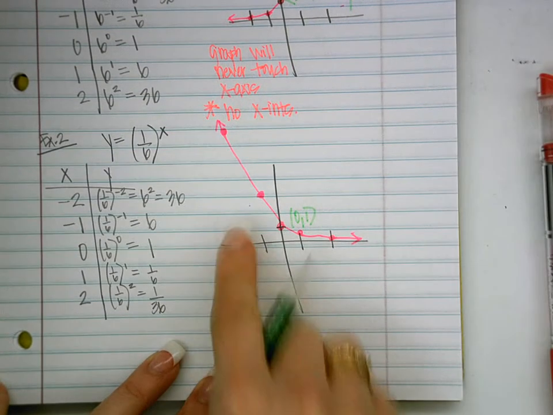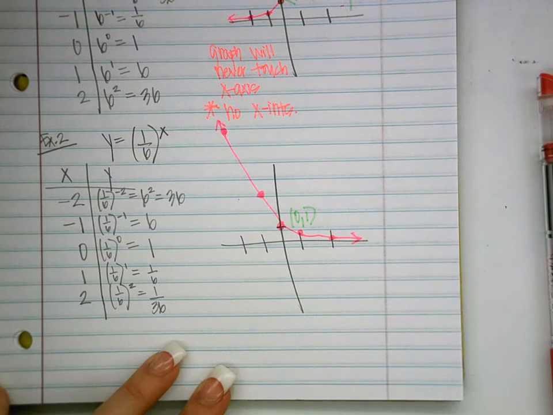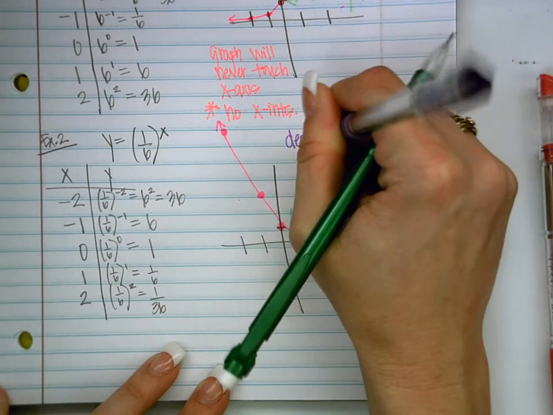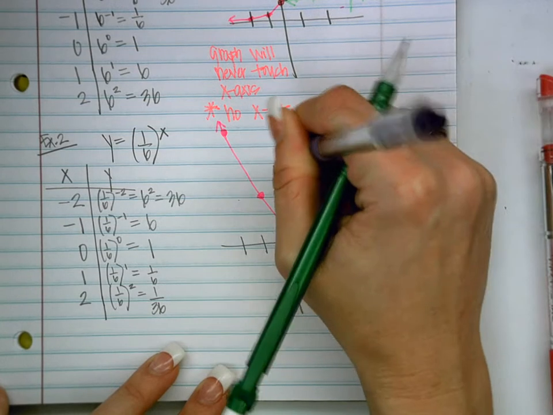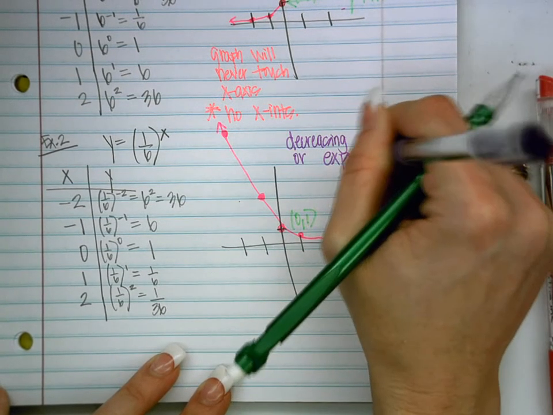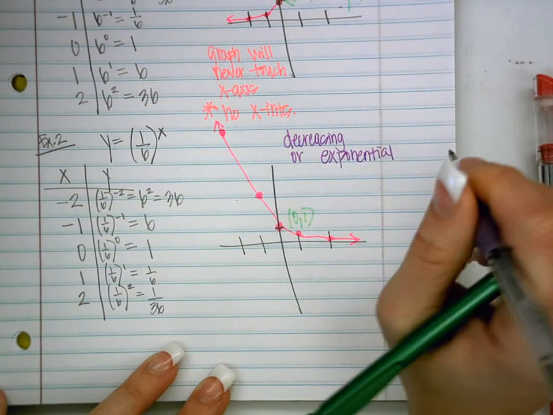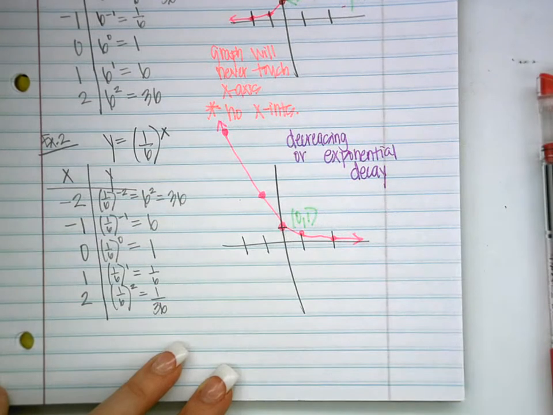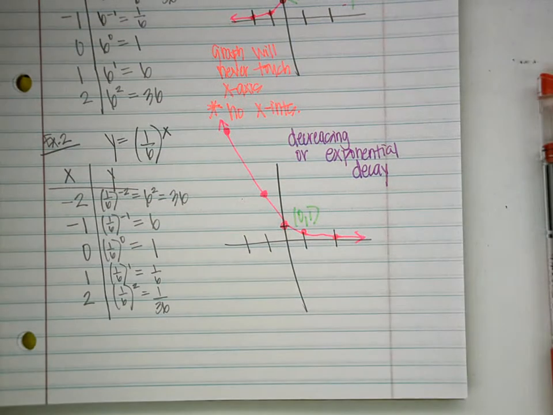Now, what would you say this graph is doing? Is it increasing or decreasing? This is decreasing. Or this is something called an exponential decay graph. Decreasing or exponential decay. Okay, you'll see this a lot of times with half-lives of something, like a radioactive element. It has a half-life, it becomes less radioactive as time passes.